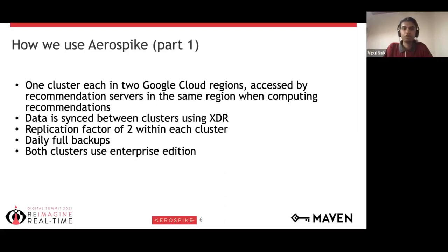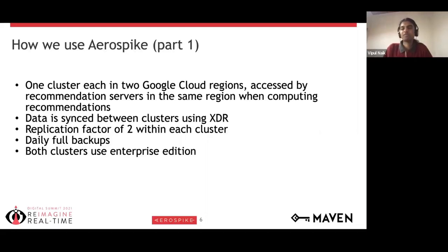We're currently in two regions on Google Cloud. We were in the past in 3 regions. We went down to 2. We may go up to 3 again, depends on our geographic distribution of customers. And in each region, we have a cluster of Aerospike. And in each region, we have recommendation servers, which get requests to return recommendations. And the recommendation servers interact with the Aerospike cluster in the same region to get data from that cluster and do the calculations to return the best recommendations.